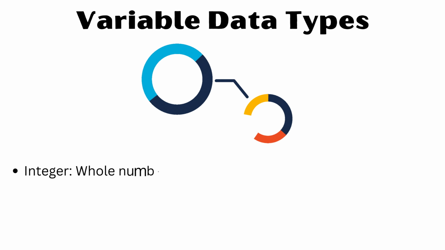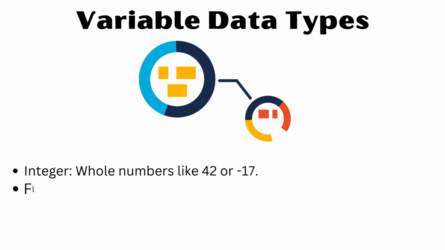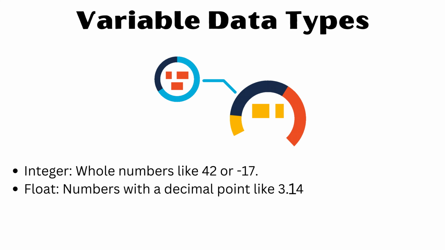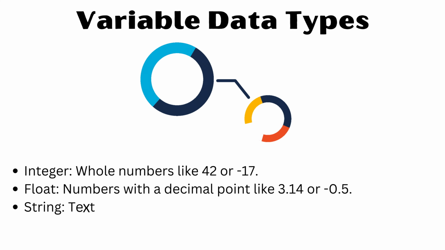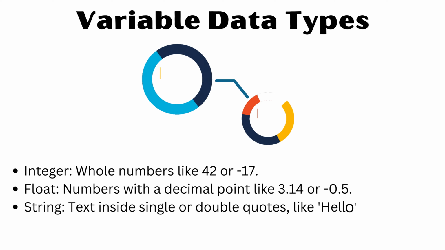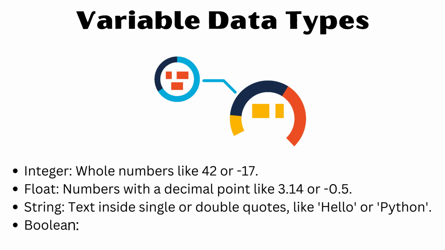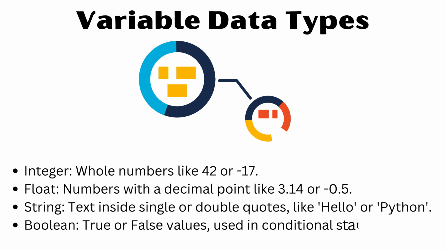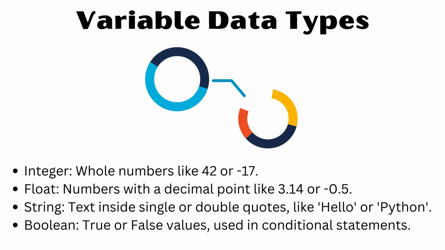In Python, variables can hold different types of data: integer, whole numbers like 42 or 17; float, numbers with a decimal point like 3.14 or 0.5; string, text inside single or double quotes like "hello" or "Python"; Boolean, true or false values used in conditional statements.